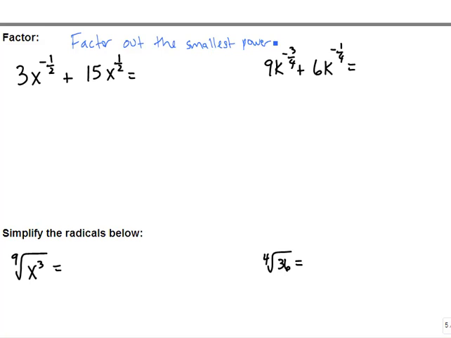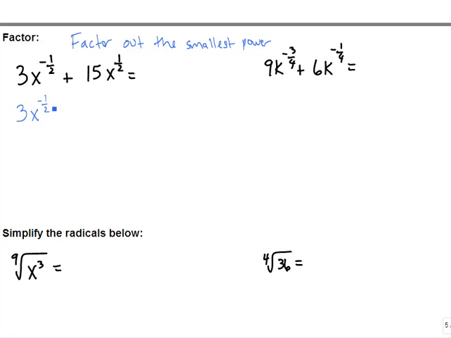So for example, if I have 3x to the negative 1/2 plus 15x to the 1/2, I'm going to factor out my GCF, my greatest common factor. We know that 3 goes into 3 and 15, so I know I should be able to pull out a 3. And both of these terms have x's in them. So here's where you want to make sure you take out the smallest power. So if I have a power of negative 1/2 and positive 1/2, the smaller power is the negative 1/2. So that's my GCF, 3x to the negative 1/2.